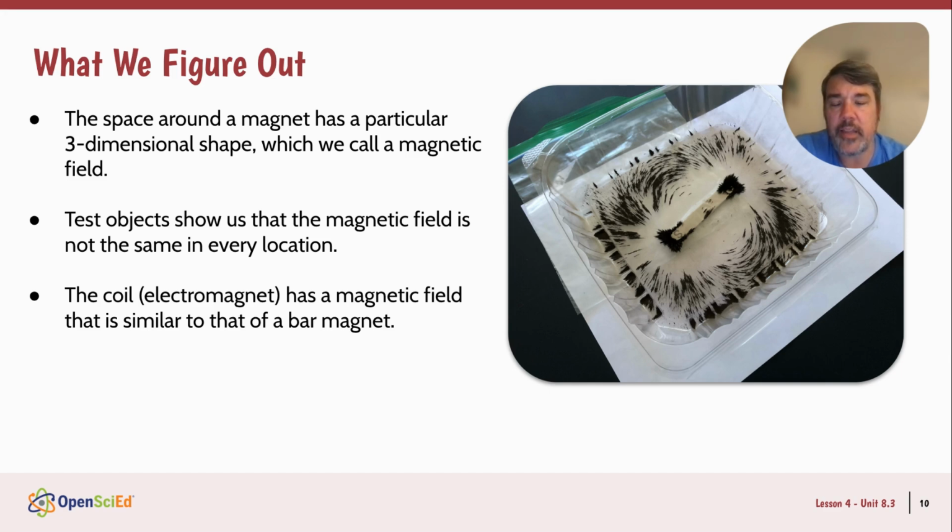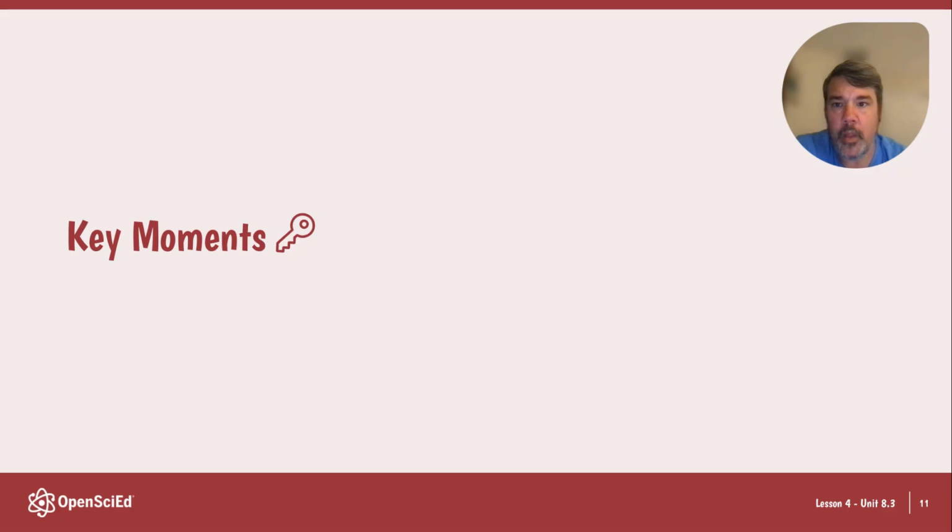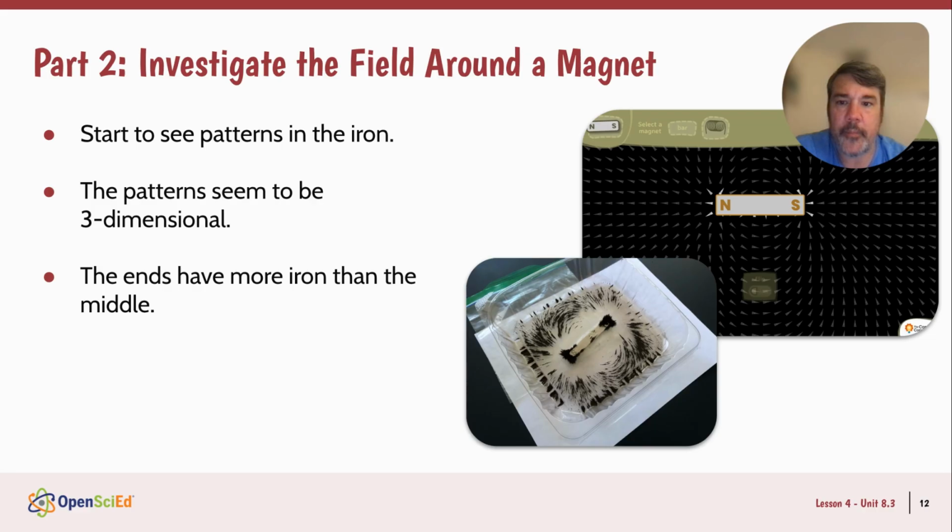We also figure out that the electromagnet has a magnetic field, and it's similar to that of the bar magnet or the permanent magnet. So let's take a look at a couple of key moments here. The first is part 2. We're going to investigate the field around a magnet, and we're going to start to see some patterns in the iron that's around that.